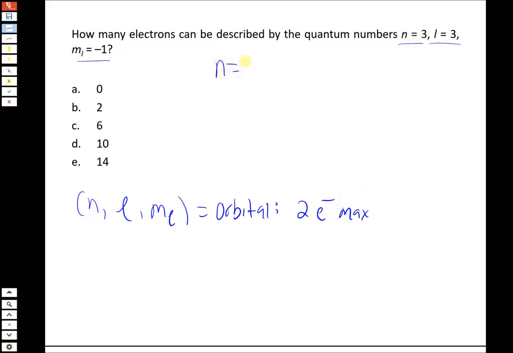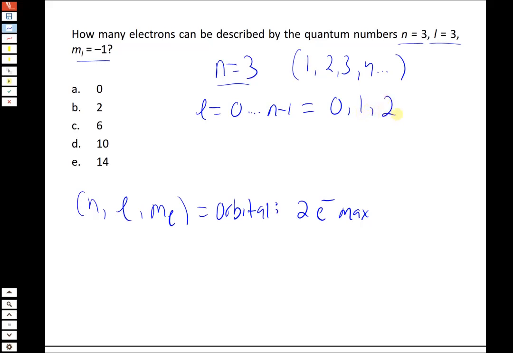So n equals 3, that's a valid value of n because n can be 1, 2, 3, 4, and so on, any positive integer. So n equals 3 is fine. But if n equals 3, the allowed values of L are going to be 0 to n minus 1, which would be 0, 1, and 2 in this case. So when n equals 3, L cannot also be 3. That's an invalid second quantum number for this set of 3 quantum numbers. Alright, so for n equal to 3, L has to be either 0, 1, or 2. It cannot be 3, so that means there would be 0 electrons described by that set of quantum numbers.